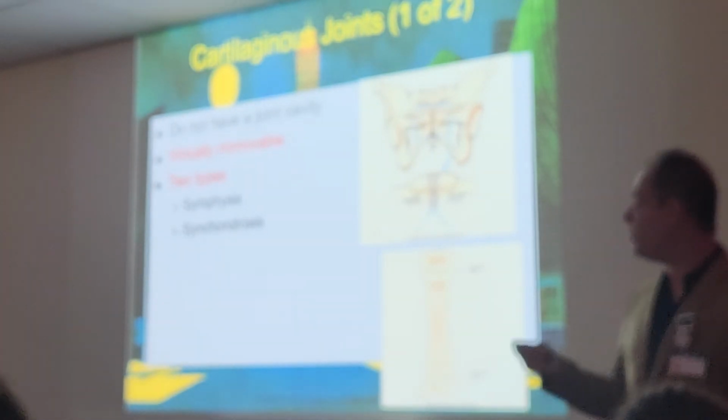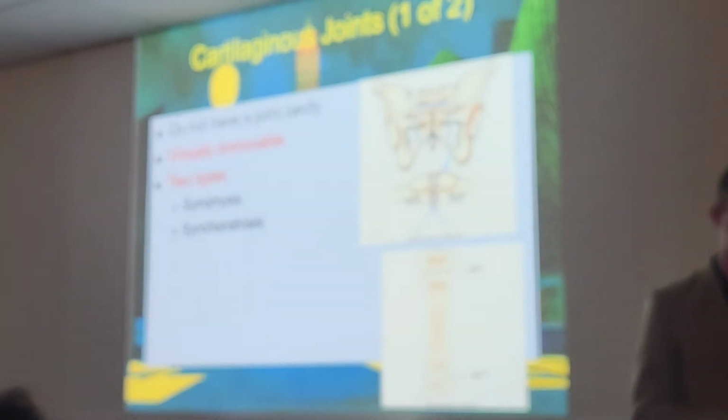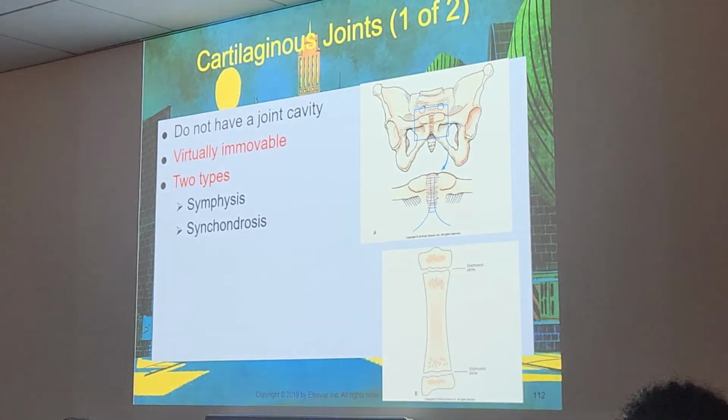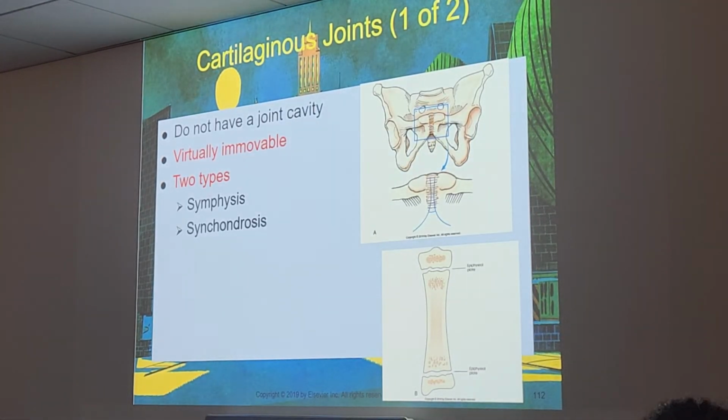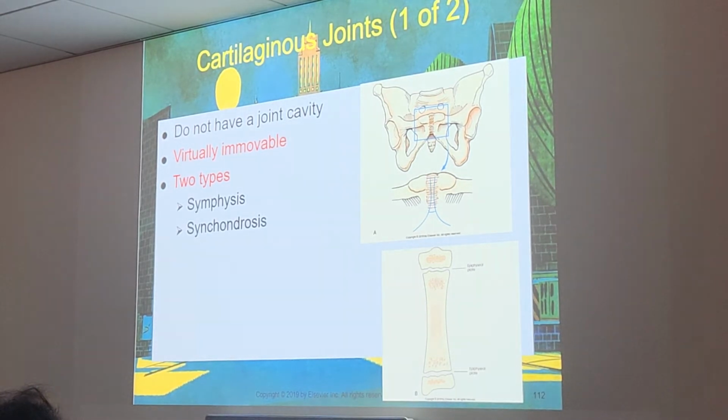Most famous, not the only one by the way, but the most famous of the cartilaginous joints is the pubic symphysis. Very important joint for our mothers out there. And it needs to be slightly movable. Why would that be so important? For the baby to be able to pass during birth, correct?